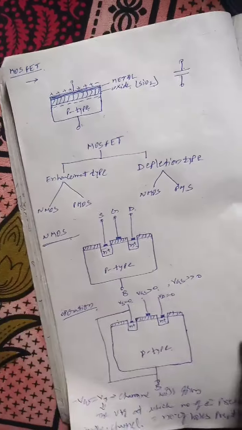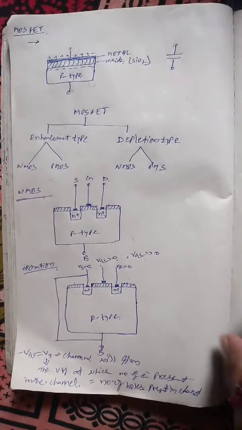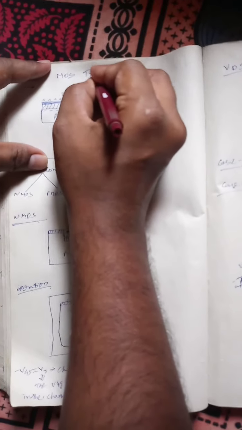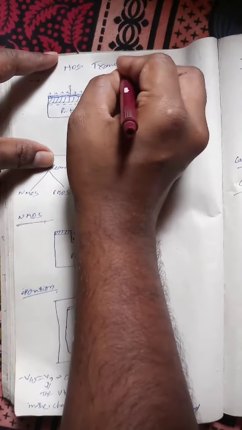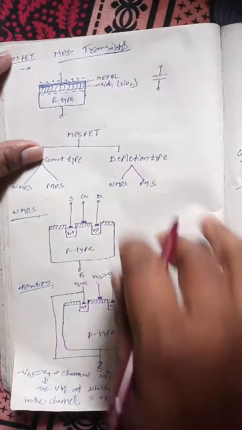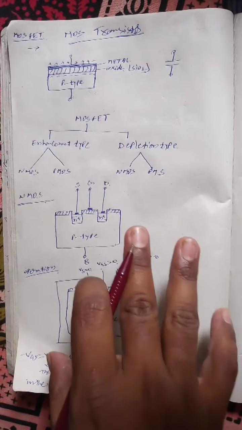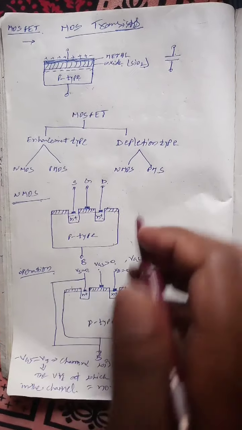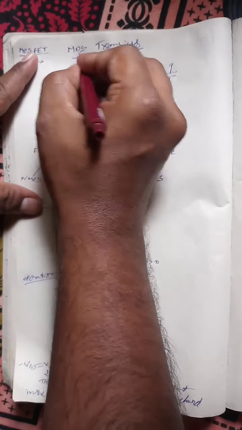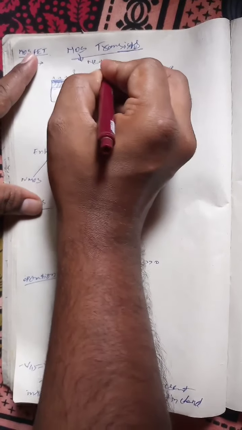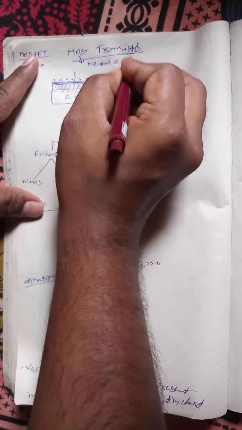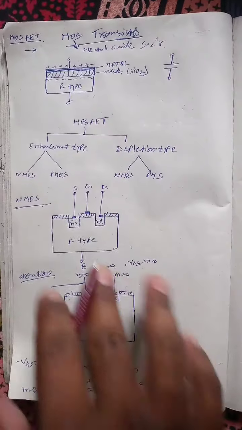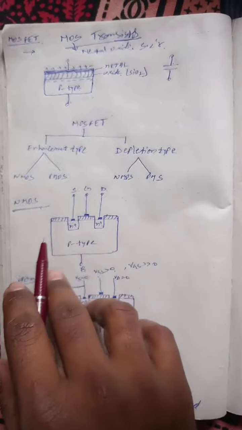In the first unit, one of the important questions is the MOS transistor. This is the first topic in the first unit. The MOS transistor is made up of a metal oxide semiconductor device. MOS is nothing but metal oxide semiconductor. This transistor is made up of a metal oxide semiconductor device.